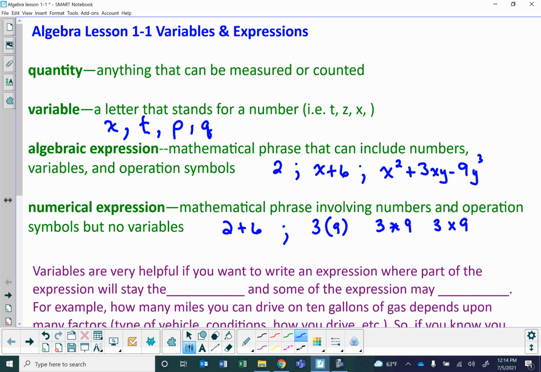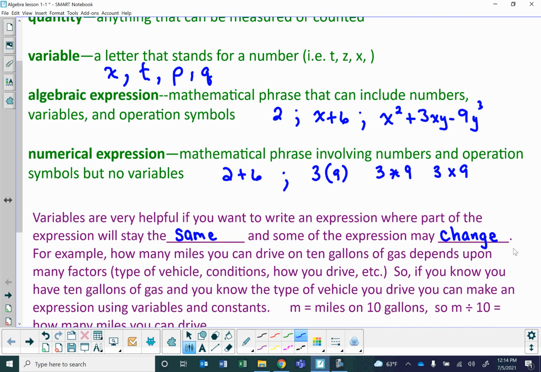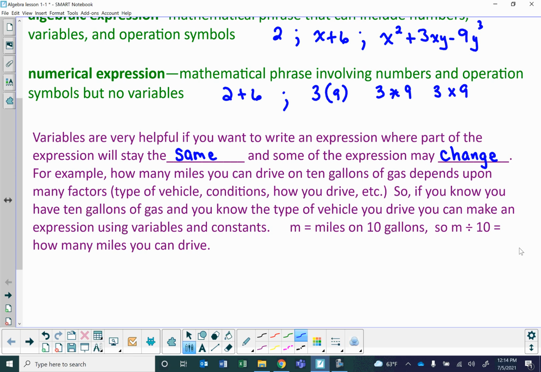Variables are very helpful if you want to write expressions where part of the expression will stay the same and part of the expression may change. Because a variable can change, it is something that will vary. That's why it's called a variable. You want to be able to write variable expressions because then if something changes, the only thing that you need to change is the variable itself versus the entire equation.